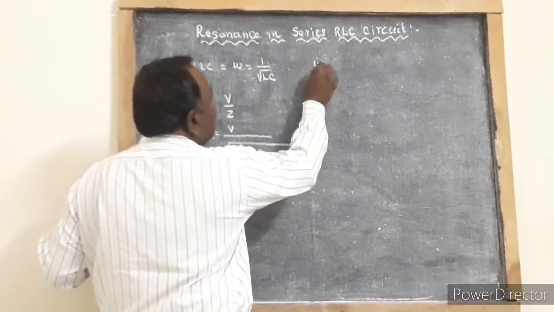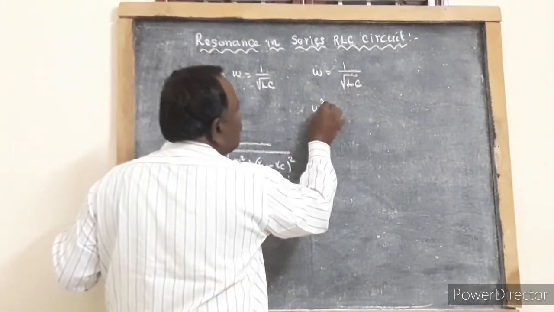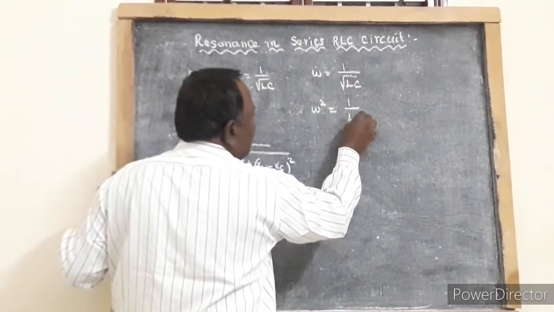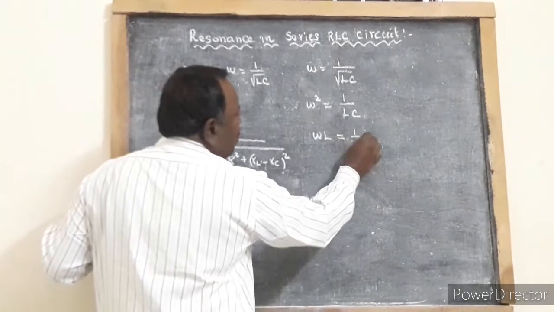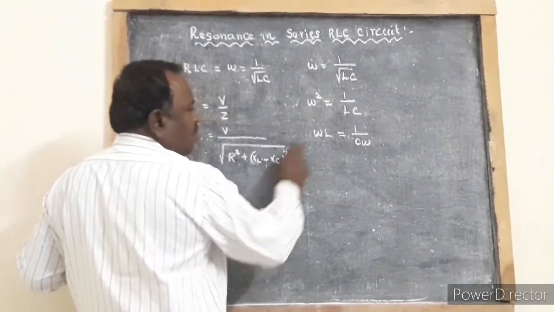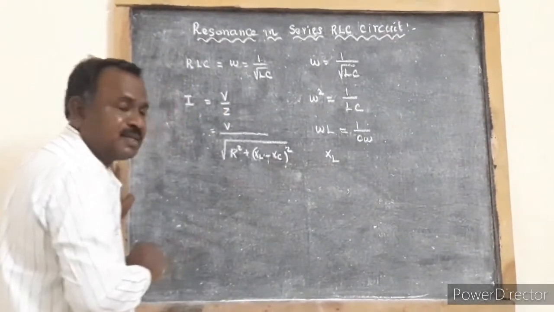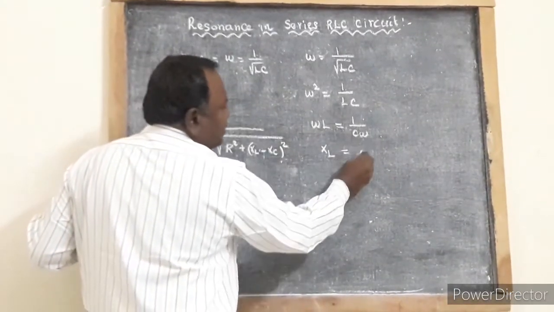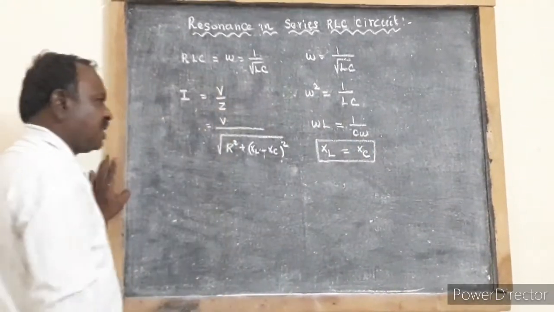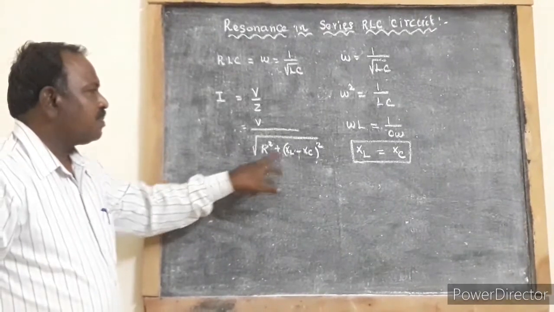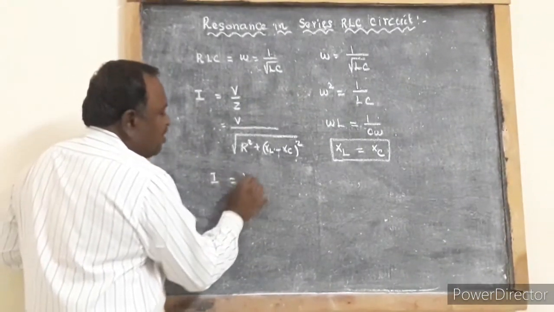So this is the natural frequency of the RLC circuit. So omega is equal to 1 by root of LC, or omega square is equal to 1 by LC, or omega into L is equal to 1 by C omega. What is L omega? L omega is nothing but XL, inductive reactance. What is 1 by C omega? It is nothing but capacitive reactance. So when XL is equal to XC, the impedance becomes minimum. When you substitute this condition here, we will have I is equal to V by R.